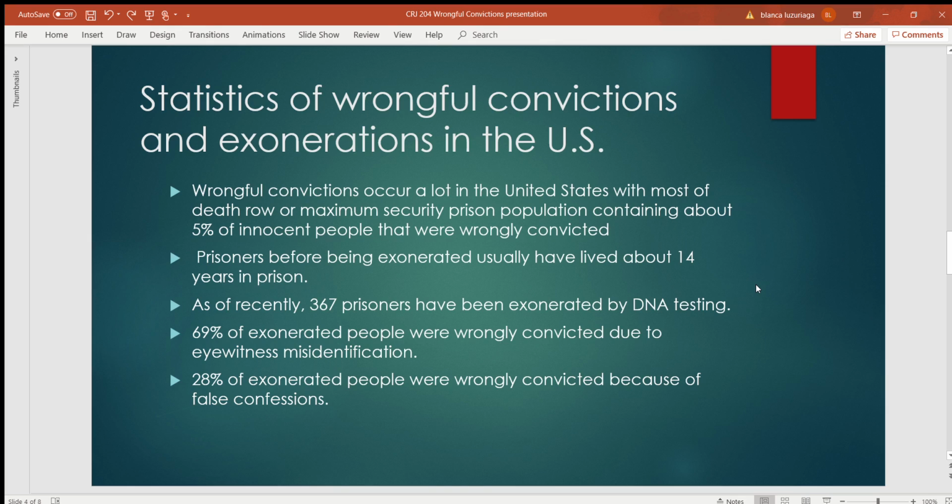As of recently, 367 prisoners have been exonerated by DNA testing. What it means is that DNA testing has proven that these prisoners were actually innocent for the crimes they were convicted of. 69% of the exonerated people that were wrongfully convicted was because of eyewitness misidentification. 28% of the exonerated people were wrongfully convicted because of false confessions.